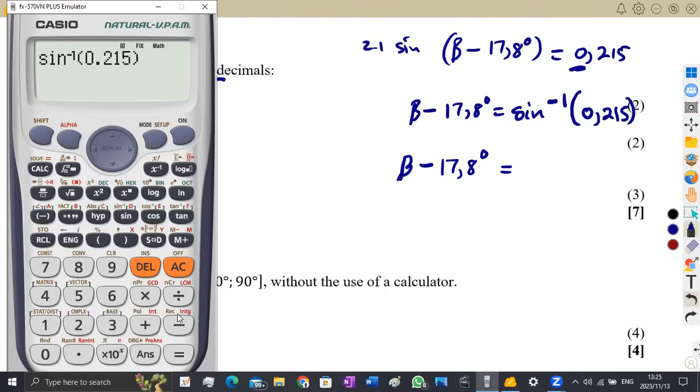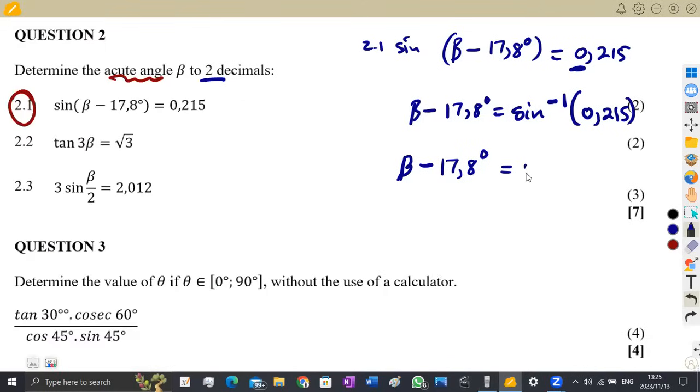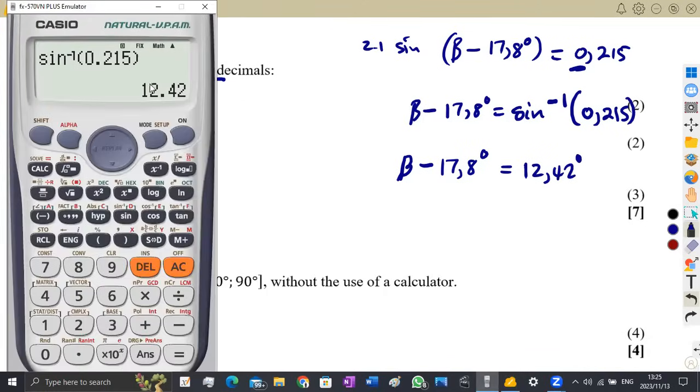So we're going to obtain the angle that corresponds to this value of arcsine, which is now 12.42 degrees. So this is going to be 12.42 degrees. That is the angle that we saw corresponding at 12.42 degrees.